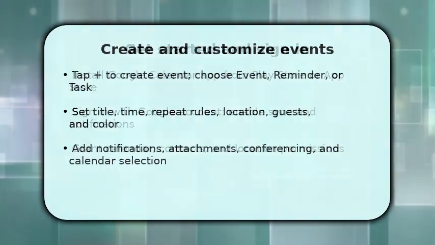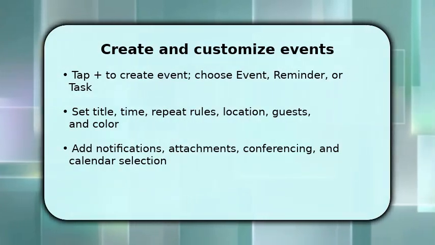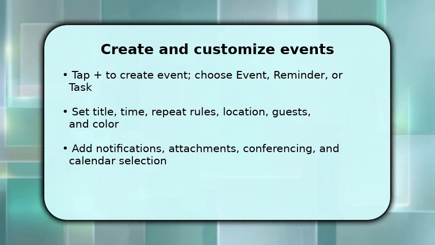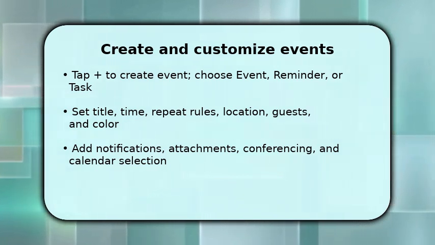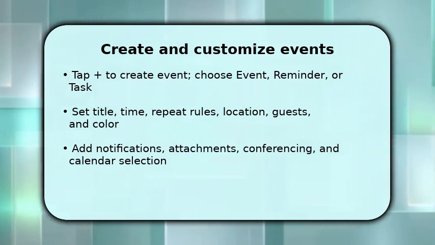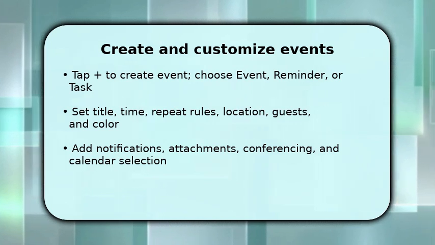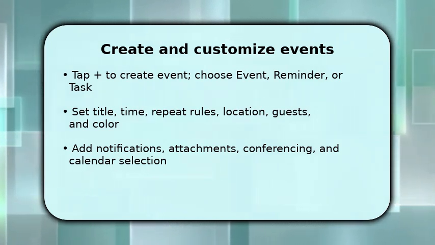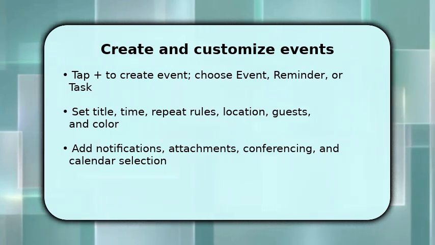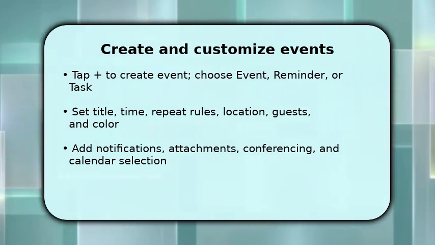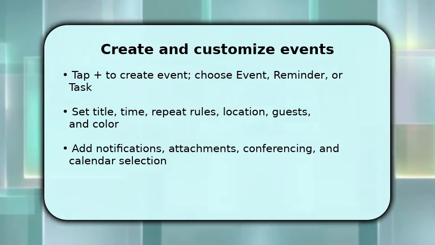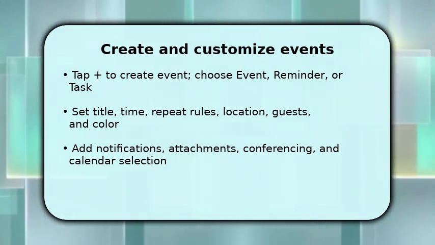immediately. You'll tap the plus button to create an event, then pick event, reminder, or task depending on the item. Fill the title and time, then use the repeat setting for daily, weekly, or custom occurrences. This saves time for regular meetings. Add a location and invite guests so Google populates maps and email invites. Choose a color and the calendar account to keep events separated. Finally, attach files or add conferencing if needed. This makes each entry actionable and shareable.